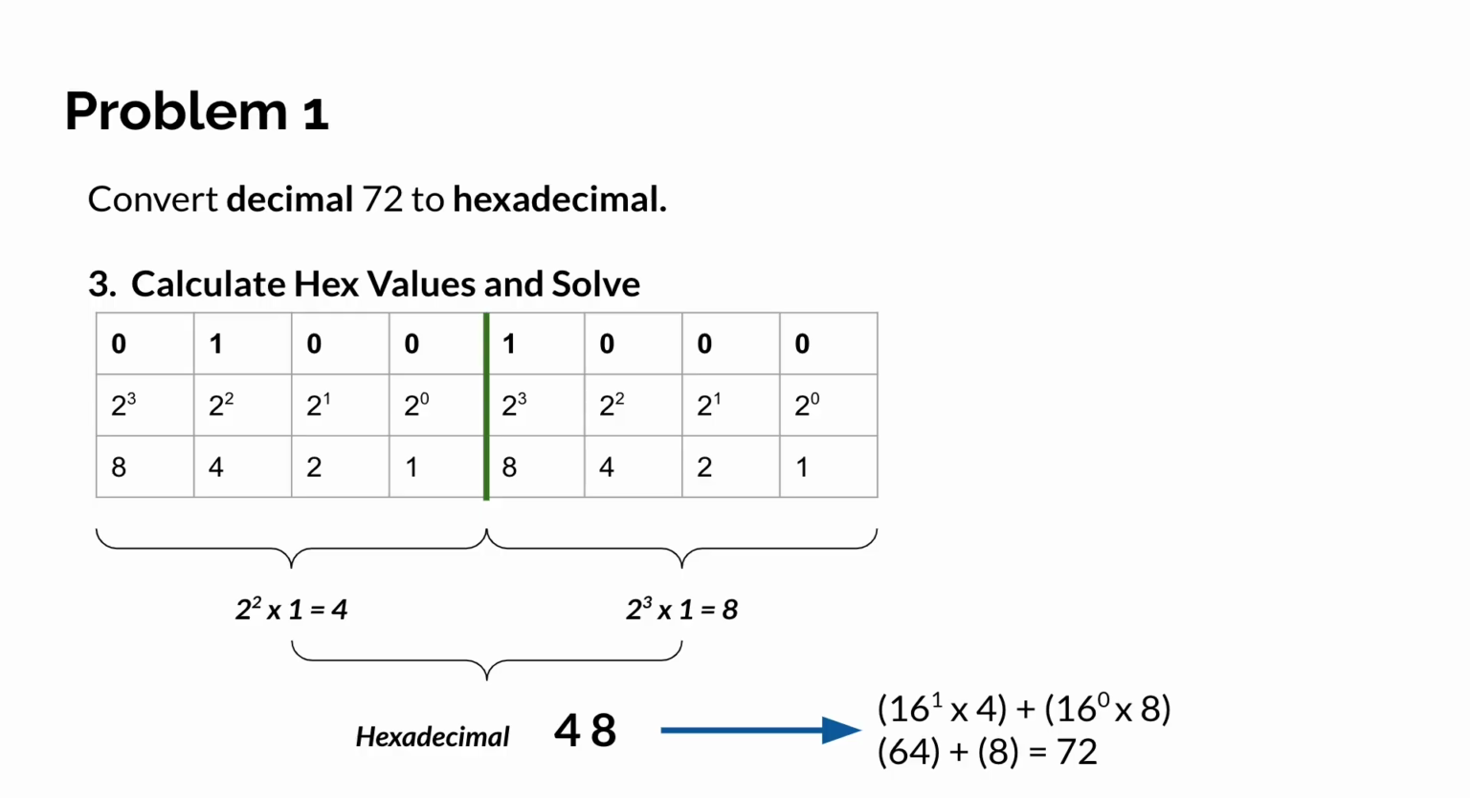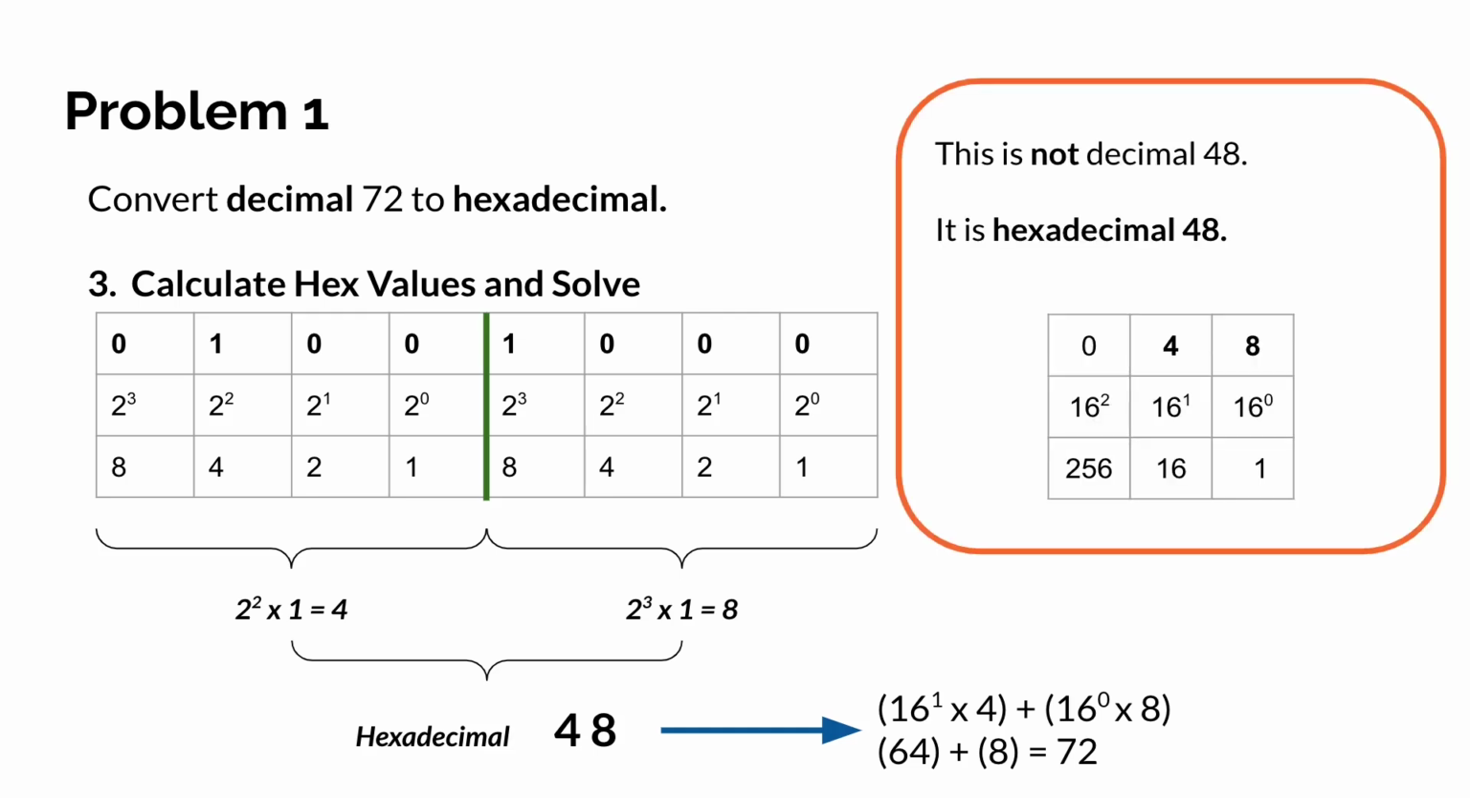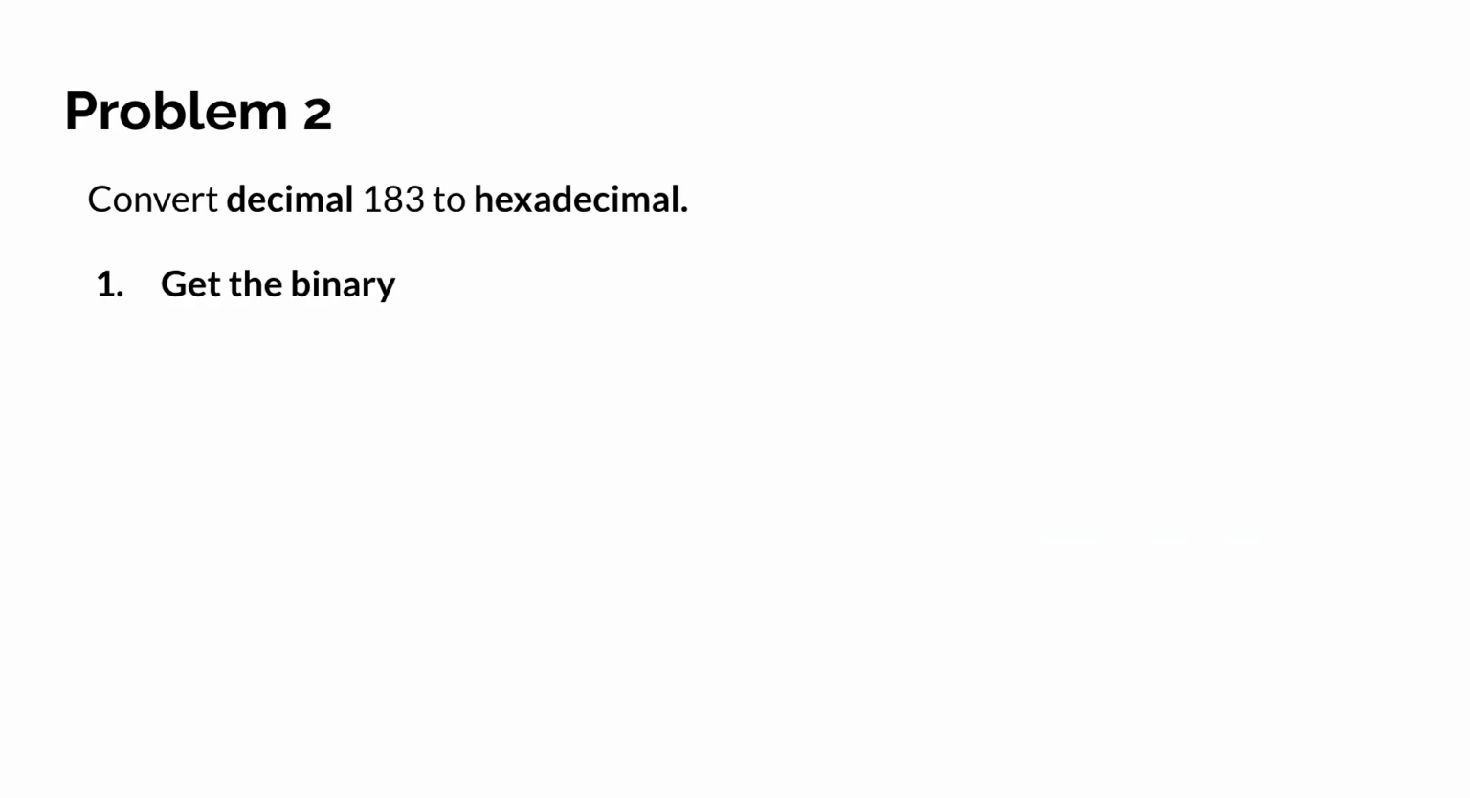We could also say that hexadecimal 48 is equivalent to binary 01001000. Again, this is not decimal 48. It is hexadecimal 48. If we built the same chart, it would look like this. I've got that leading zero on there just to help you understand it. If this is still clear as mud, let's do another problem.